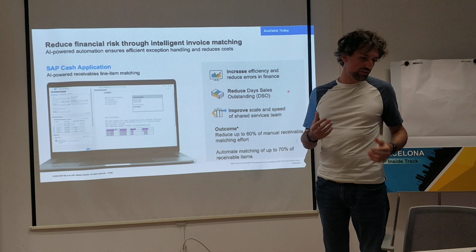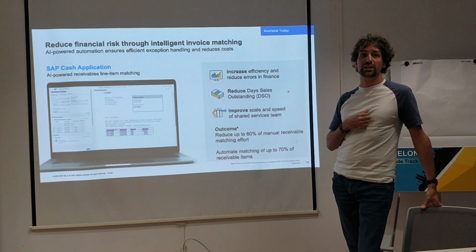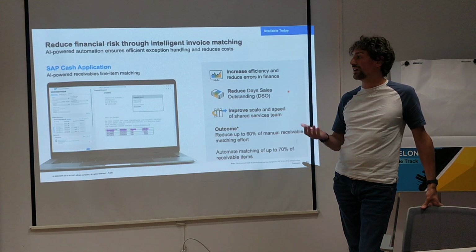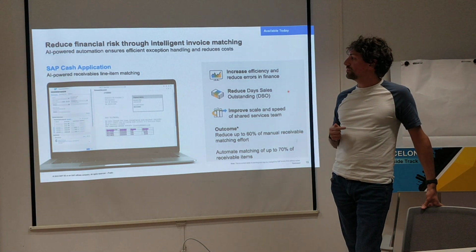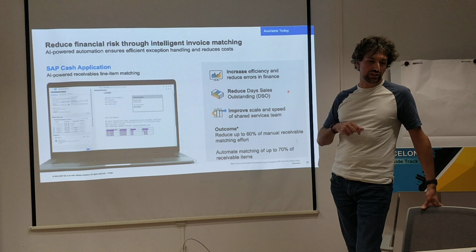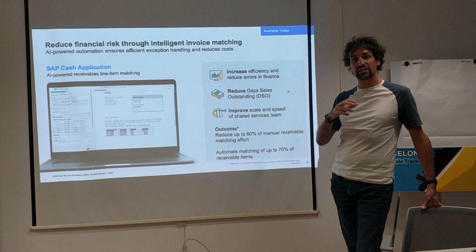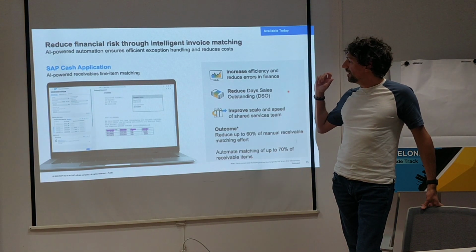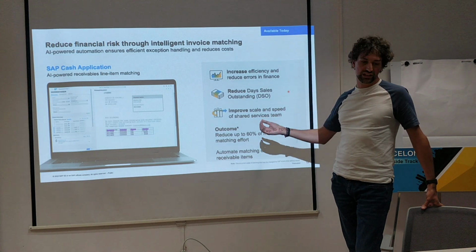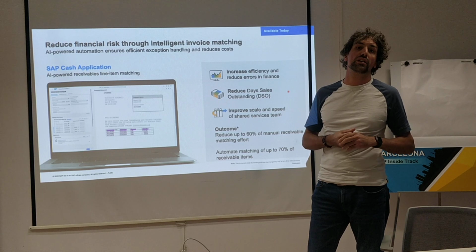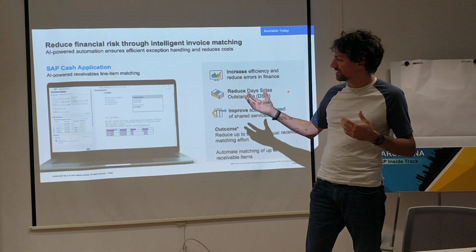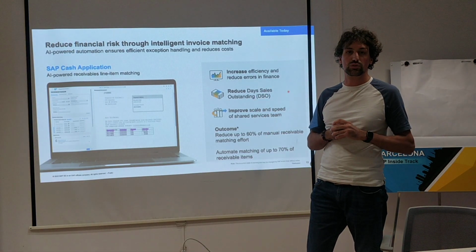One that you might know already is the SAP Cash Application. It is a service running on BTP, and it's able to do receivable line item matching between the invoices and the payments. It's already out there. Recently it has also been embedded and packaged together in our Rise with SAP offering, so that customers can start to consume that.